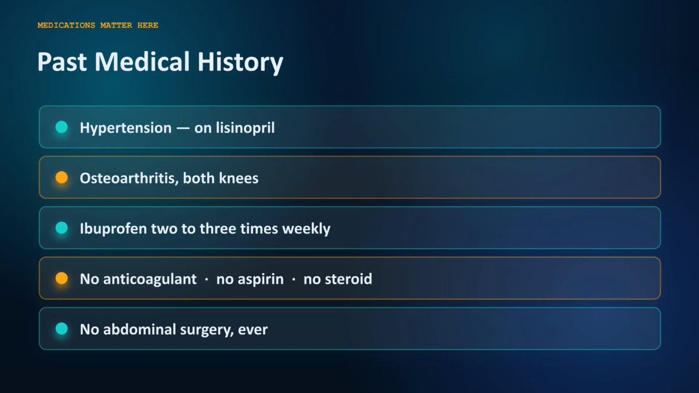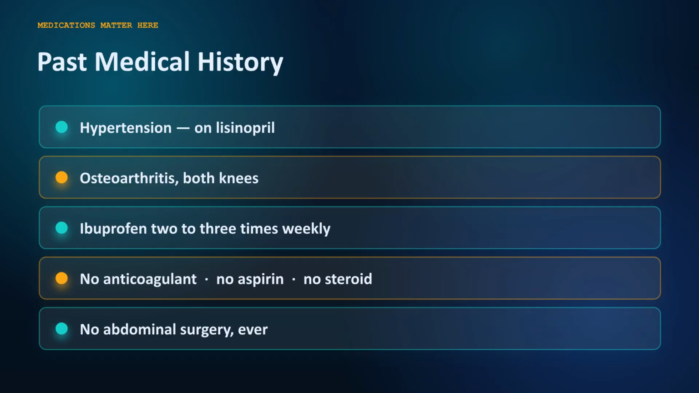Next, his past medical history and his medications. He has high blood pressure, treated with lisinopril. He has osteoarthritis of both knees, and for that he takes ibuprofen 2 or 3 times a week, sometimes more after a long day on his feet. He is on no blood thinner, no aspirin, and no steroids. He has never had abdominal surgery, and he has never been hospitalized for an abdominal problem.